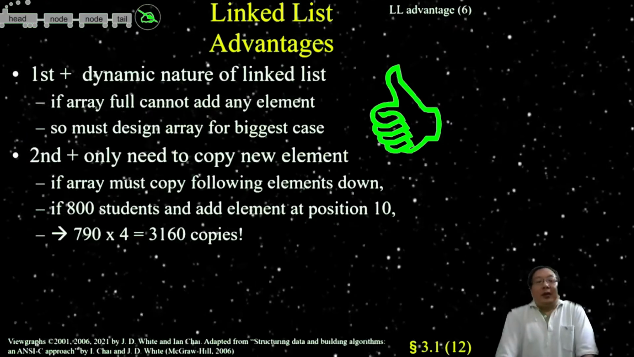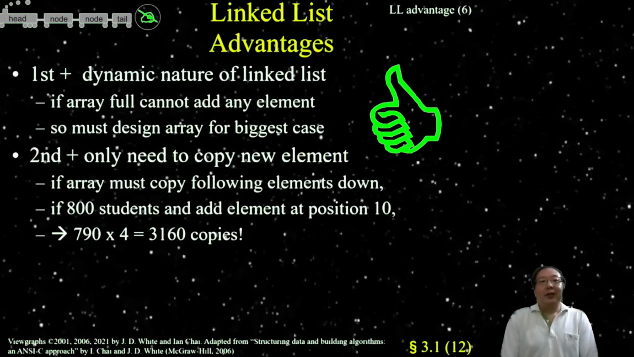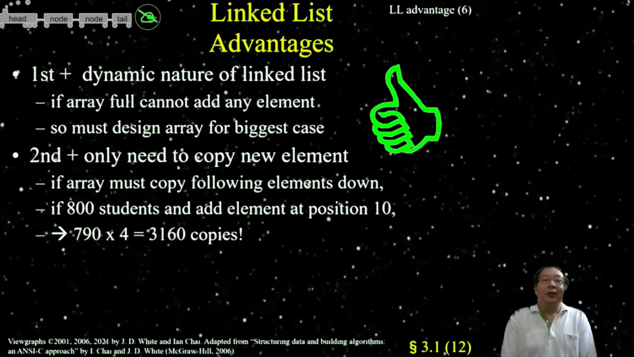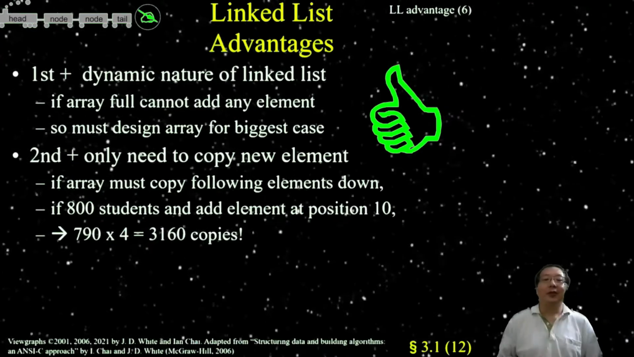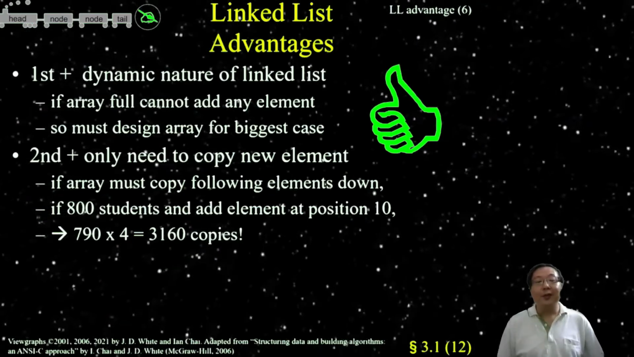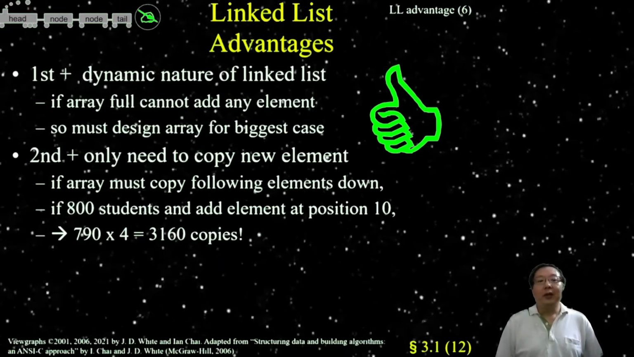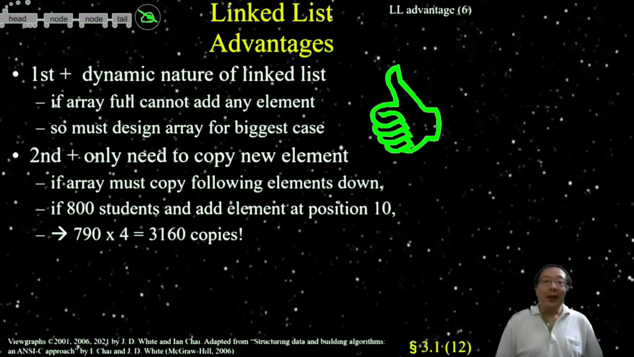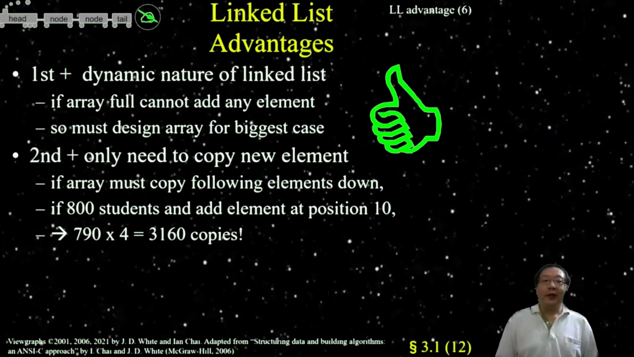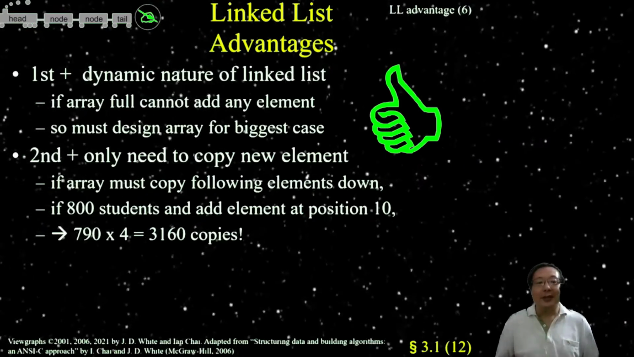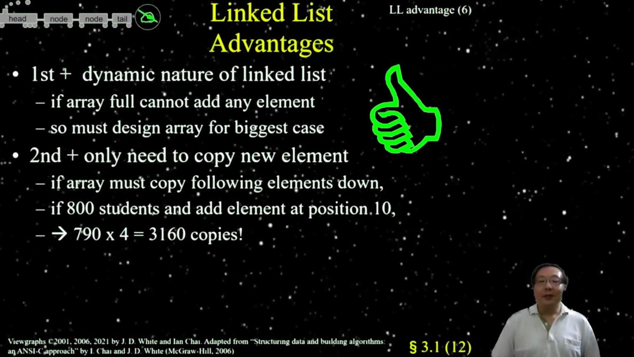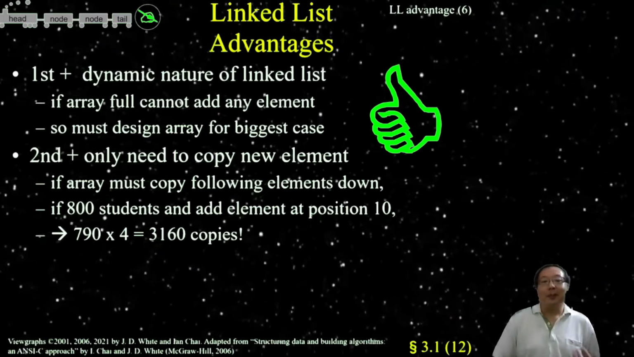So, a linked list has these advantages. It is dynamic. See, if an array is full, you cannot add any more elements. So you must allocate extra space that is not used for a long time, or maybe not used at all, if you never use up all the space. Secondly, you only need to copy the new element. You don't have to keep moving all the elements down and copy. So if you have 800 students and you add an element in position 10, that means that you have 3,160 copies, okay?